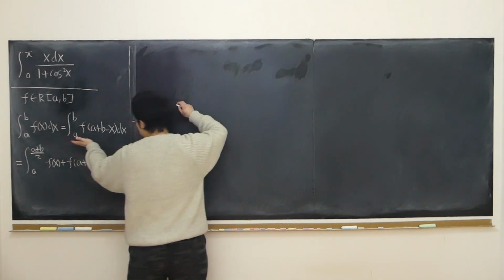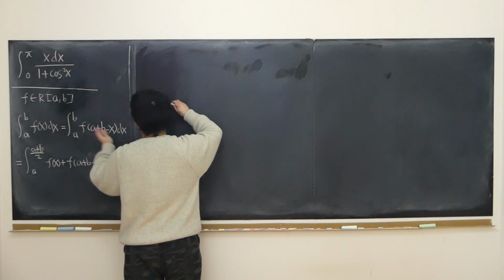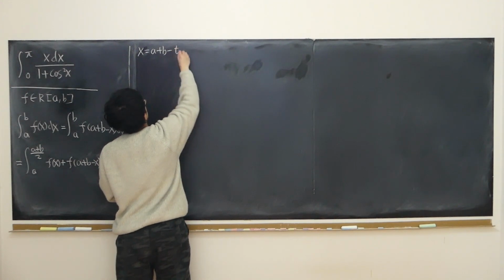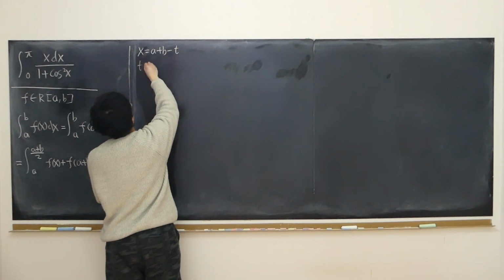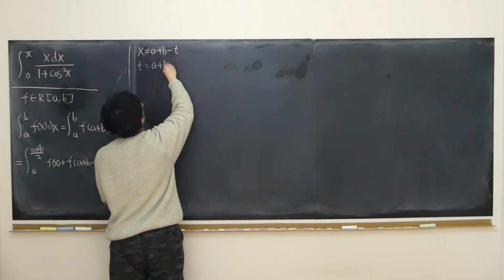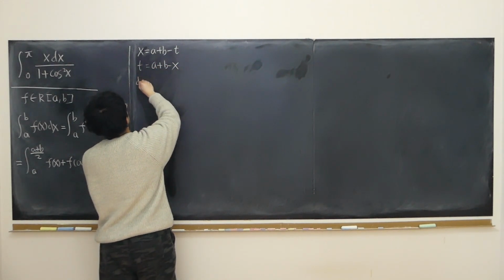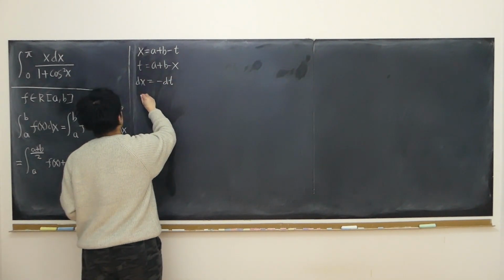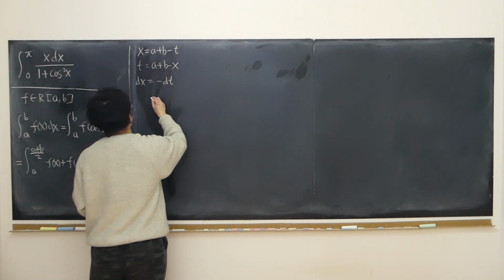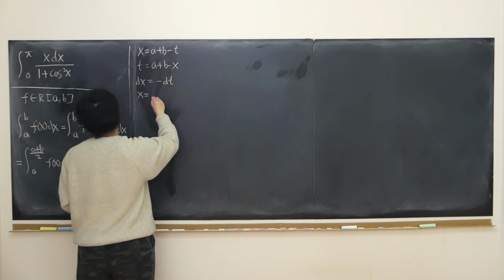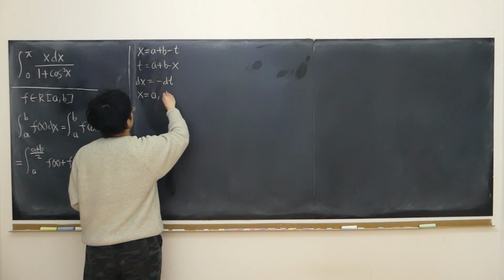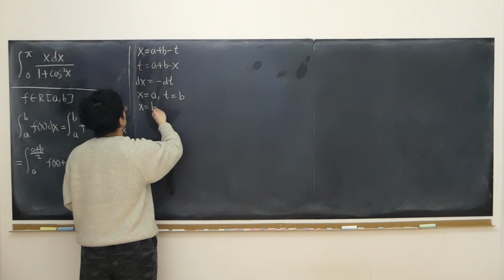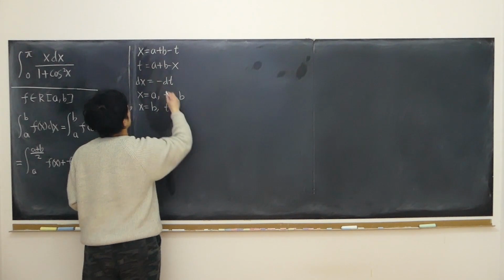Now, to prove this identity, I'm going to let x equal to a plus b minus t. So therefore, t is equal to a plus b minus x. Therefore, dx is easily just minus dt. So again, we have to also change the boundaries. So remember, when x is equal to a, t is equal to b. Likewise, when x is equal to b, t is equal to a.